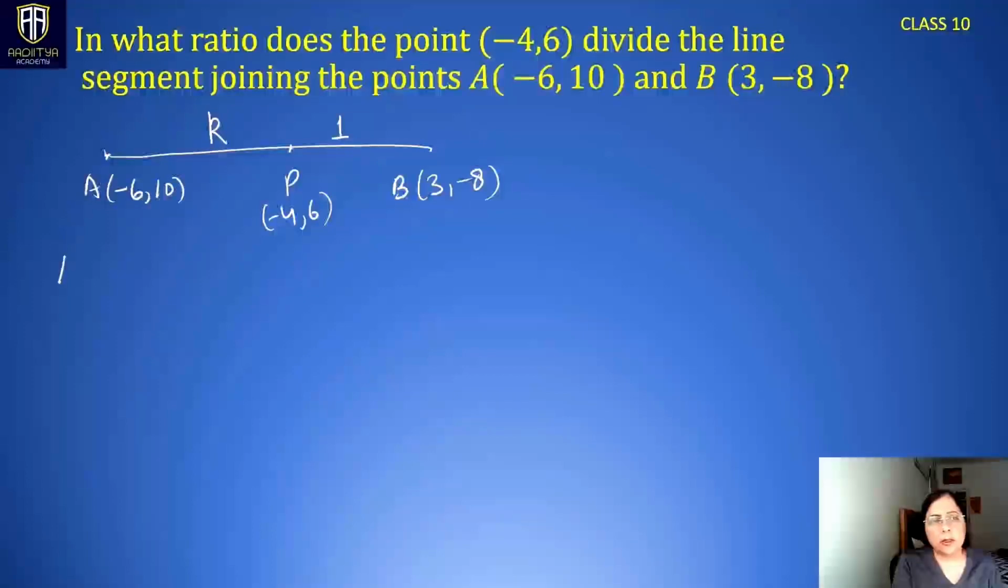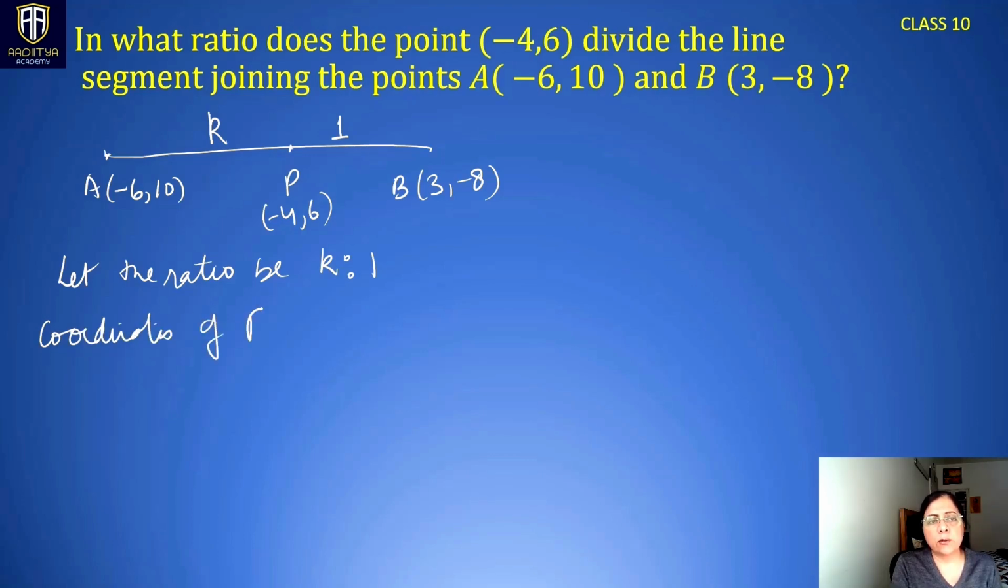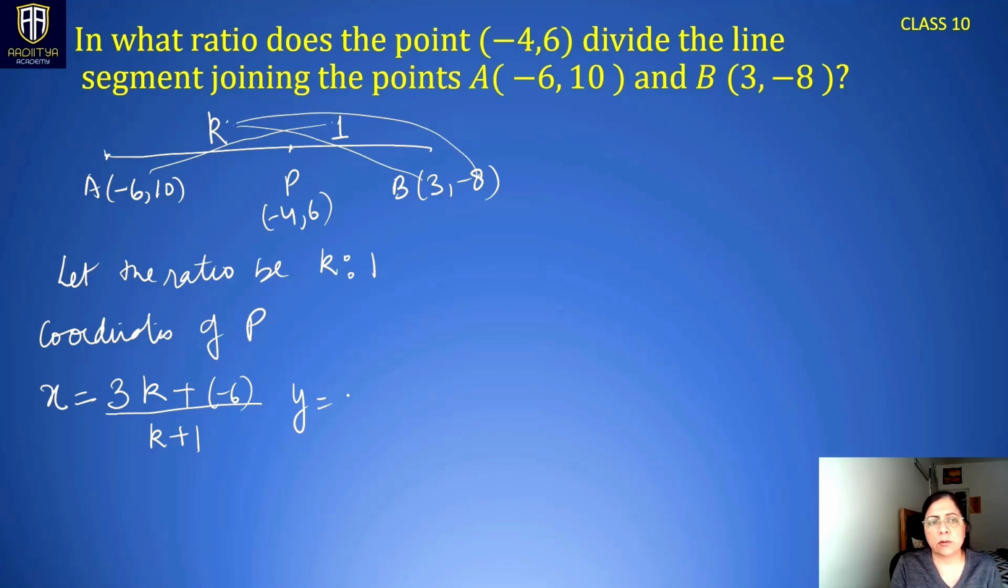So in this case, let the ratio be k is to 1, right? They are asking us the ratio. Let the ratio be k is to 1. Now apply the formula. Coordinates of point P. So x can be written as the same thing. The first is former ratio times latter coordinate, k multiplied by 3 is 3k, right? Plus 1 multiplied by latter ratio times former coordinate, 1 multiplied by minus 6 is minus 6, divided by k plus 1. And y is represented by this: k gets multiplied by the latter coordinate, minus 8k, plus 1 times 10, upon k plus 1.